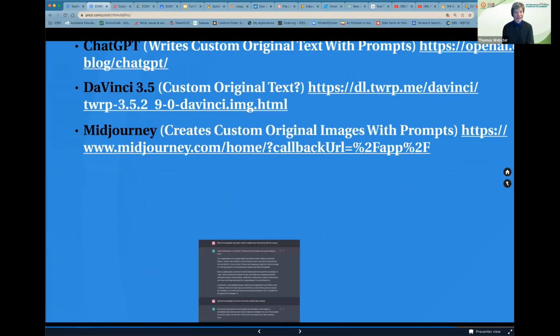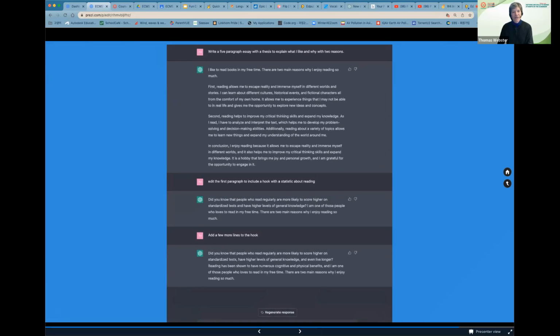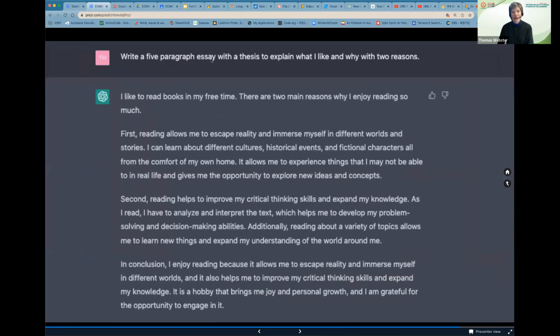So look at this example. This is something I typed in. It's a chat bot. So you chat in this bottom box, you type in what you want. Yes, really, this is true. In this bottom box, you type in what you wanted to do, and it does it for you. So look what I said. I said, write a 5-paragraph essay with a thesis to explain what I like and why with 2 reasons. And it wrote this for me.